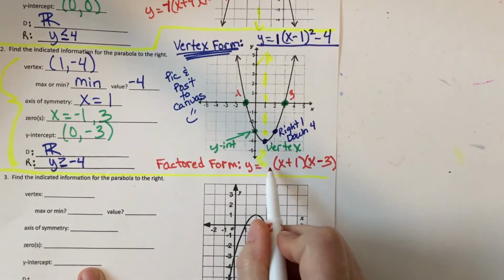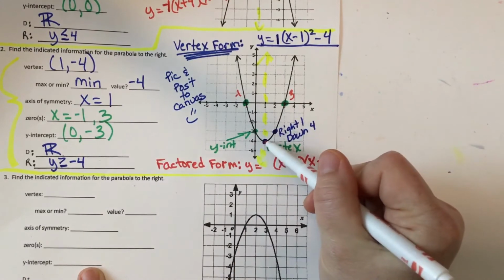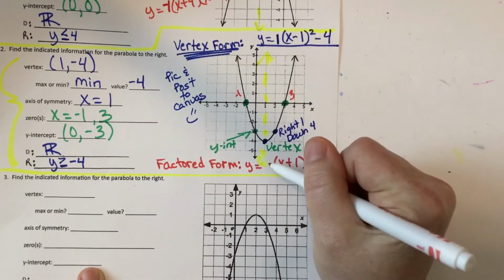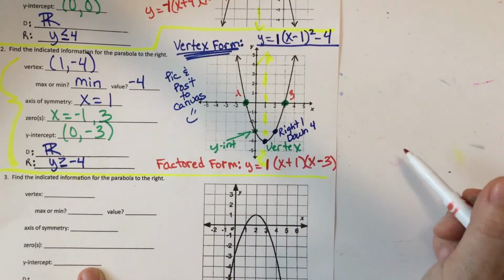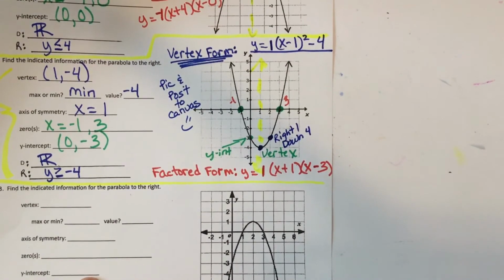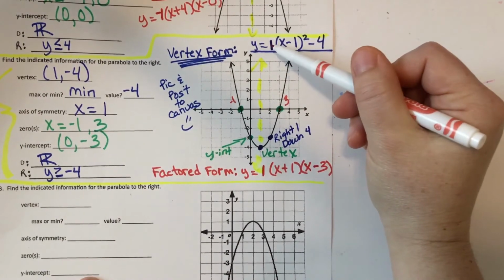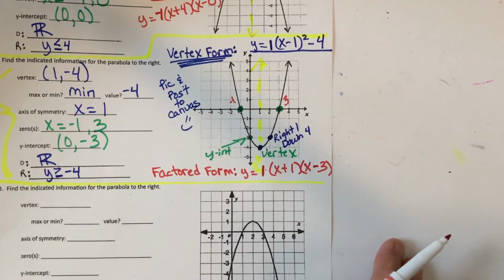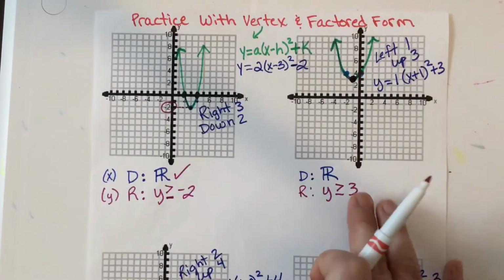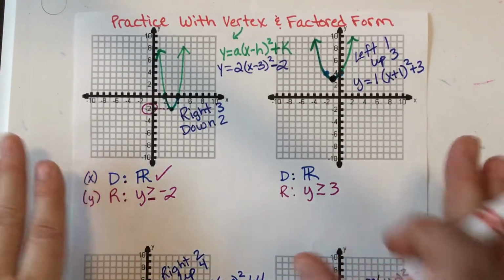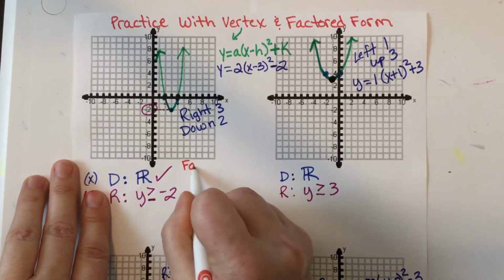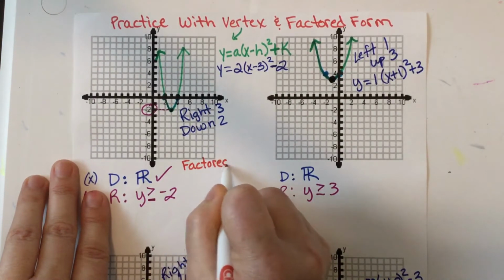And then the guy in the very front is going to be my a. So when I go to the vertex, after I go right 1, it takes going up 1 to hit the graph, so my a is a 1. Just like it was when I did vertex form. Okay, let's look at a couple others real quick. So these were problems that I was working on yesterday as well. Okay, so I'm just going to practice my factored form for this problem. So factored form.